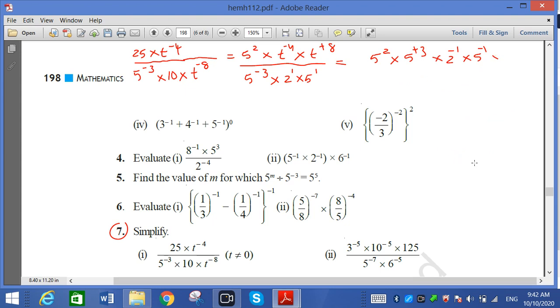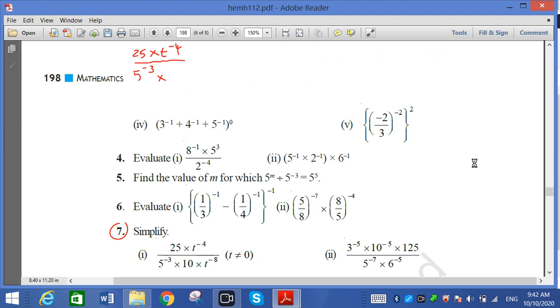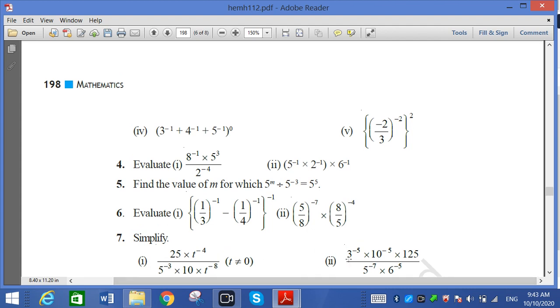Now in the 7th, again the second sum: t the power 3 the power minus 5 into 10. What is the meaning of 10? That is 2 into 5 and minus 5.